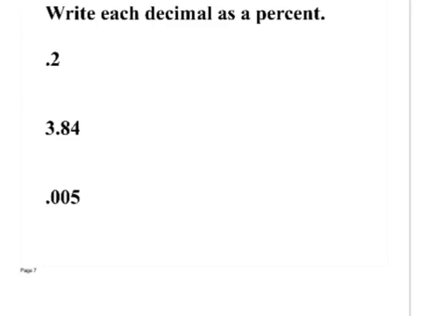Write each decimal as a percent. So now we're going from decimals to percents. We're going the other direction. When doing that, we multiply by 100. 0.2, I'm writing as a percent, so I move the decimal 2 places. So I'm going to add a 0. So 0.2 is 20%.